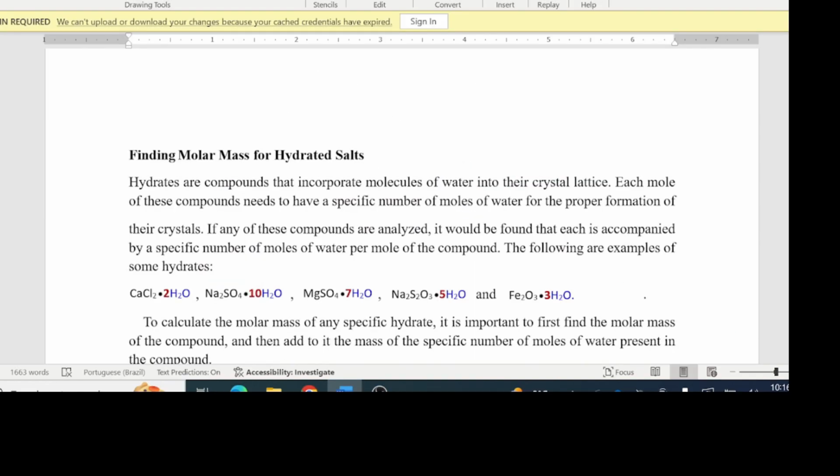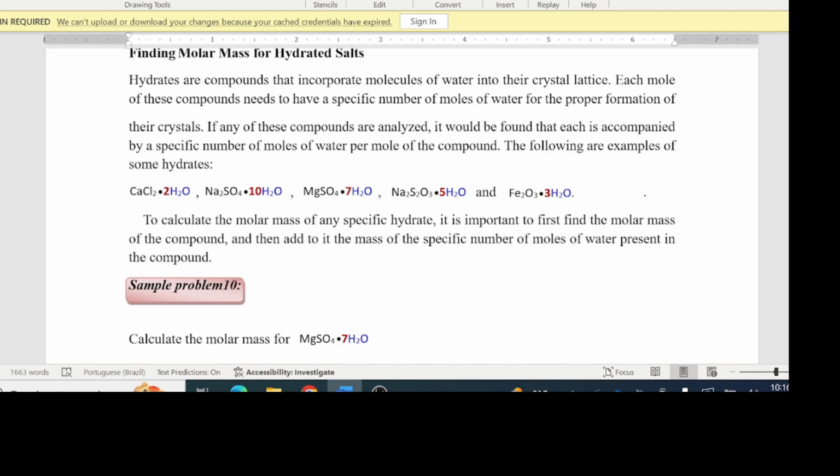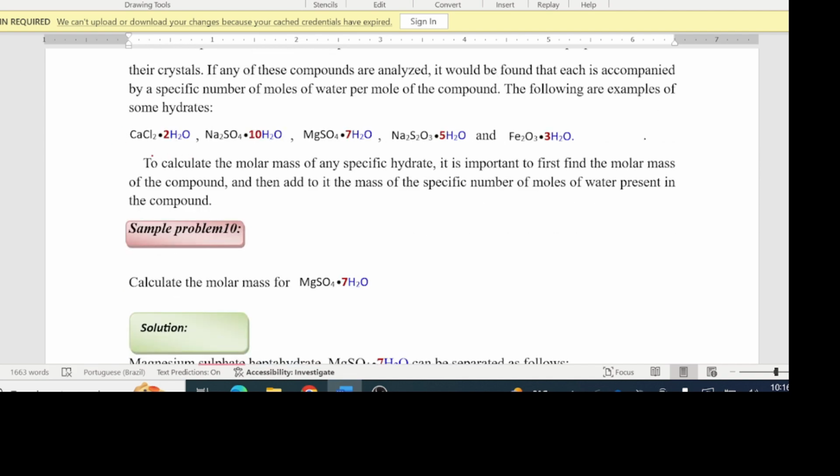Okay? Finding molar mass for hydrated salts. Some salts, like these that are shown here, when the crystals are formed, they incorporate into them something called water of crystallization. Every mole of calcium chloride will have 2 moles of water along with it. This one here, 7 moles, magnesium sulfate, sodium sulfate 10, sodium thiosulfate 5, and trioxide 3.